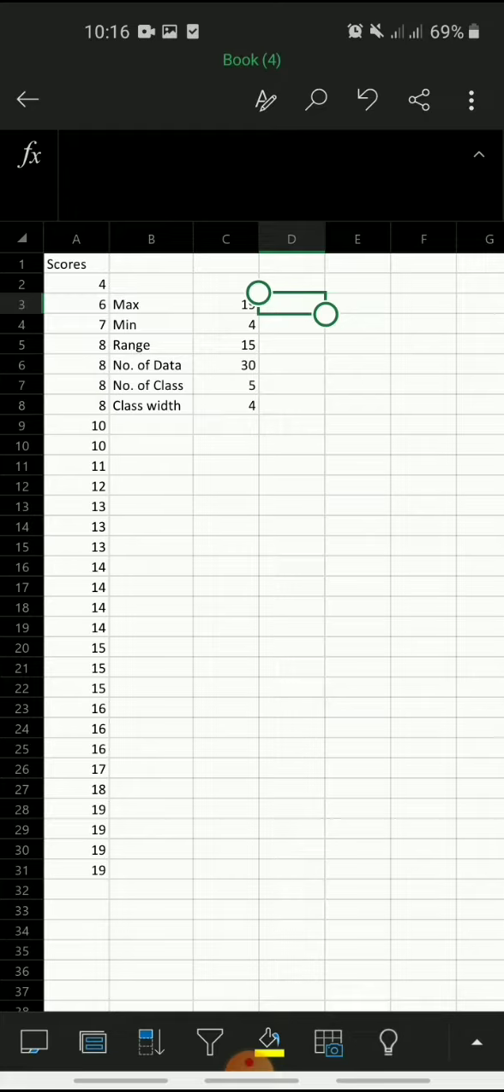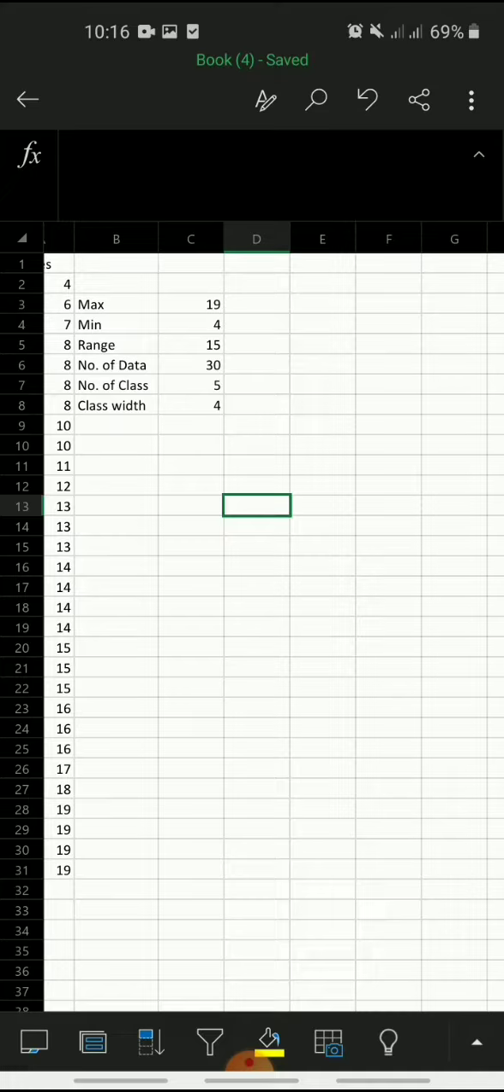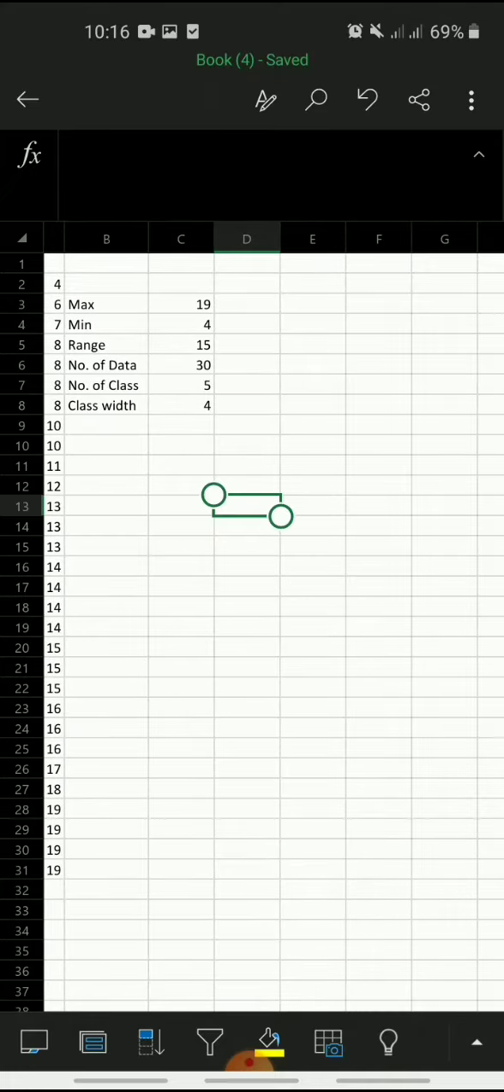So now we have the maximum value of data, minimum value of data, the range, the number of data, the number of classes, and the class width. Next, we will find the class interval.